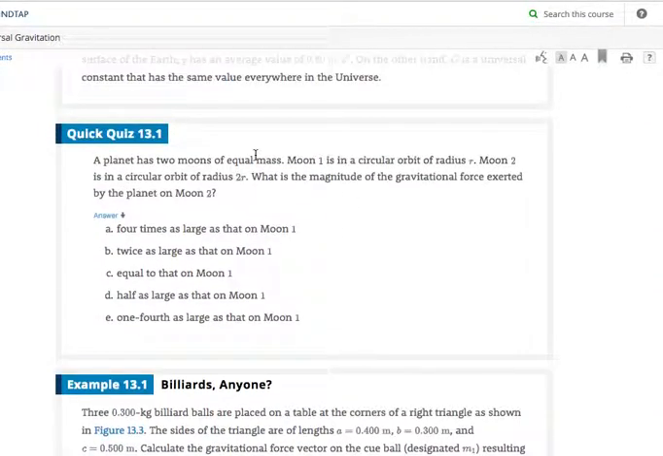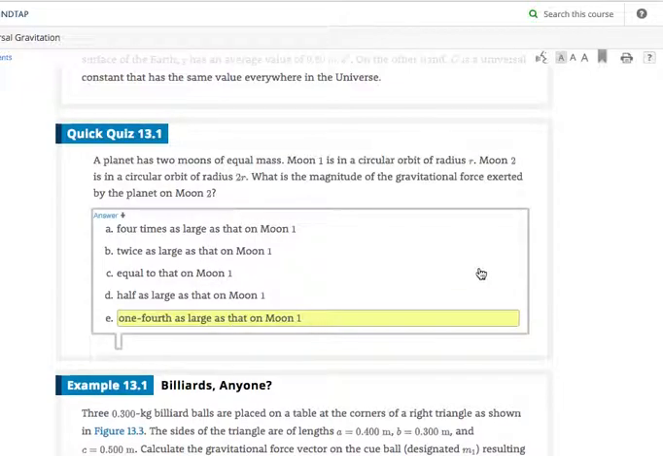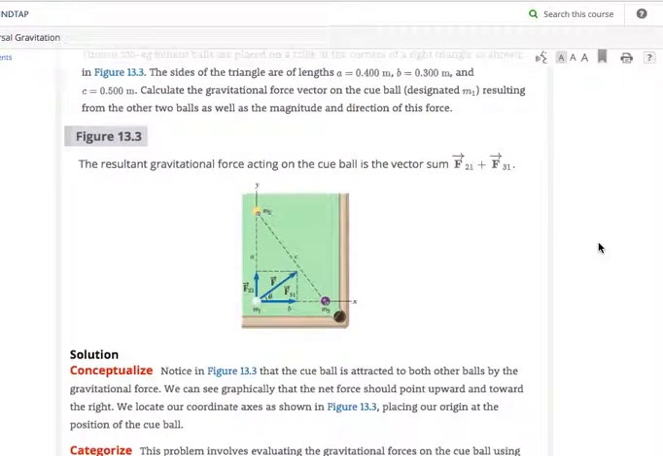A planet has 2 moons of equal mass. Moon 1 is in a circular orbit of radius r. Moon 2 is in a circular orbit of radius 2r. What's the magnitude of the gravitational force exerted by the planet on Moon 2? It's going to be 1/4 as large as that, because of that 1 over r squared relationship.